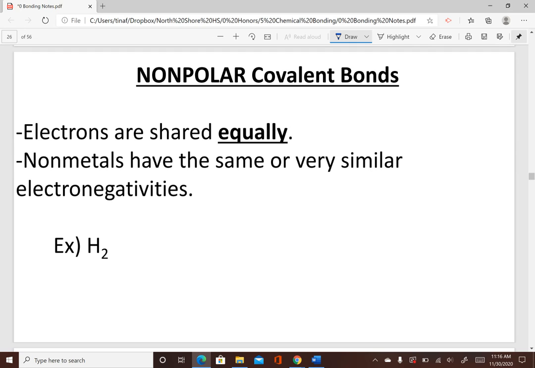Now, guys, you don't have the Regents reference tables to look up electronegativity. So we're going to be giving you a chart that has electronegativities for all of the elements, so that you can use numbers to figure this out.